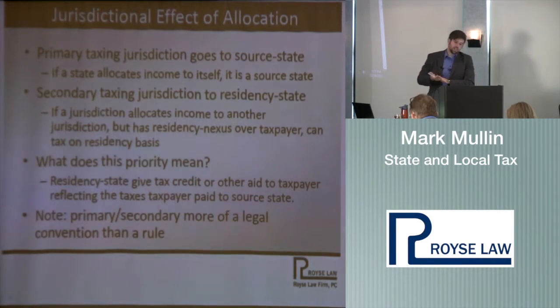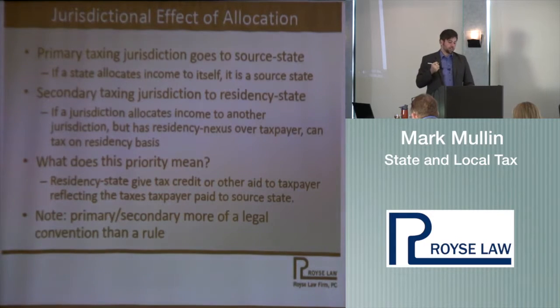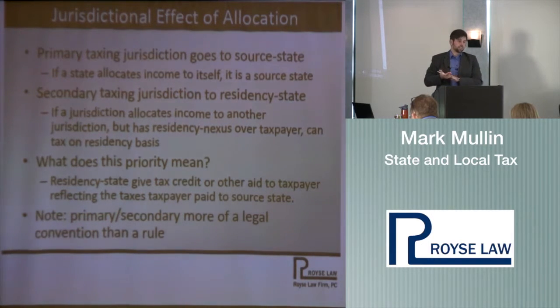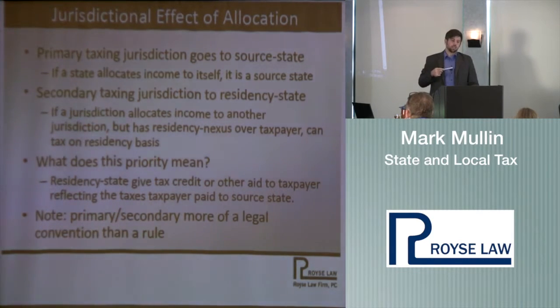The jurisdictional effect of allocation. So under conventions that have come to be born in international law and have been imported into state tax, primary taxing jurisdiction goes to a source state. That is, if a state allocates income to itself, it has primary jurisdiction to tax it. I'll explain what this primary and secondary means in a moment. Secondary taxing jurisdiction goes to the residency state. So a residency state doesn't think that the item of income should be allocated to it, but it thinks that the taxpayer is a resident of that state. So it claims the right to tax all of that resident's income worldwide.